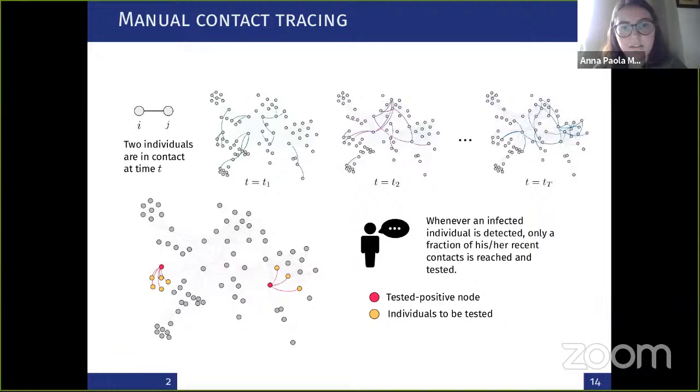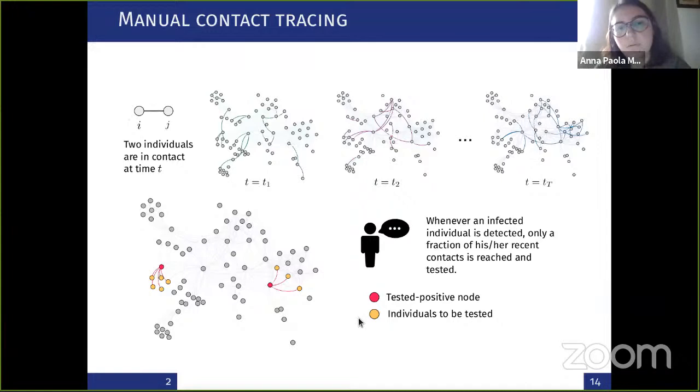Suppose, for instance, that this is a very small network of more or less 18 individuals. For each time step, a few of them meet. So I have a contact between the nodes of this small network i and j up to a certain time, big T. Whenever an infected individual is detected, this person has to declare to the health authority which are the recent contacts, maybe relatives, friends or co-workers and so on. And these people need to be tested against COVID-19. But there is a problem with this approach.